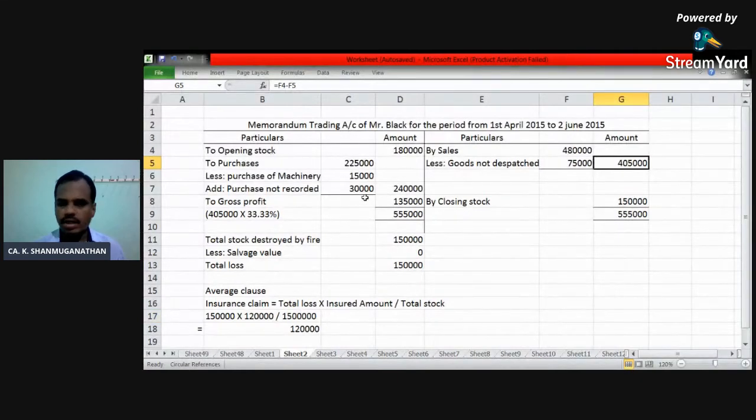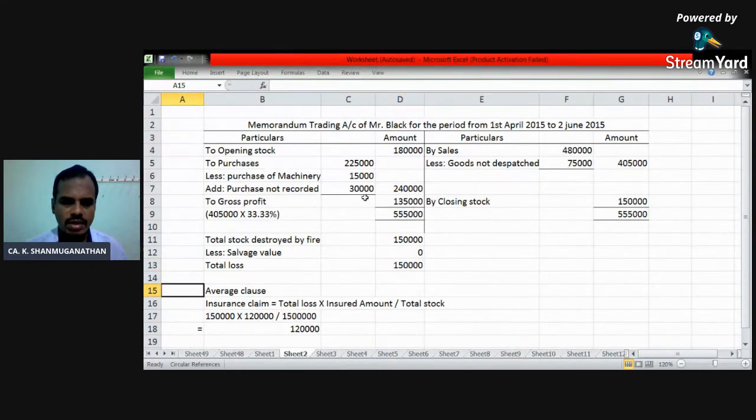Calculate the gross profit. That gross profit should be 33 1/3%, one third. So 4 lakh 5,000 into 1/3, what do you get? 1 lakh 35,000. That's your gross profit. So what emerged as the balancing figure? 1 lakh 50,000. In this question, we are not reducing salvage. Normally we should reduce it. Why are we not reducing salvage? This is the total stock destroyed by fire, the balancing figure, the entire closing stock destroyed. That's why we take it as total stock destroyed by fire, 1 lakh 50,000. Salvage value is 0, so total loss is 1 lakh 50,000.